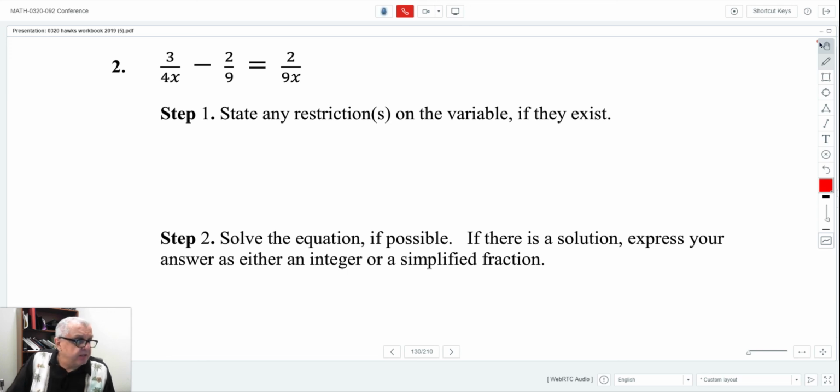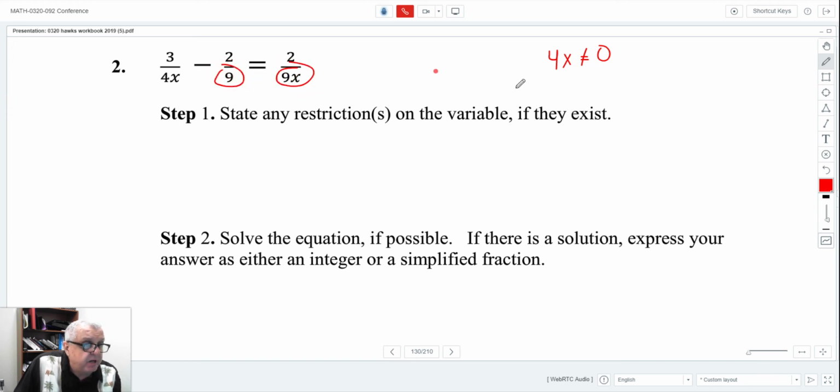So the first thing says state the restrictions. The restrictions are the bottom cannot equal 0. Do you see we have x's? In other words, 4x cannot equal 0. Here, there's no x, so I'm not worried about that bottom. I'm worried about this bottom, though: 9x cannot equal 0. The bottoms cannot equal 0.